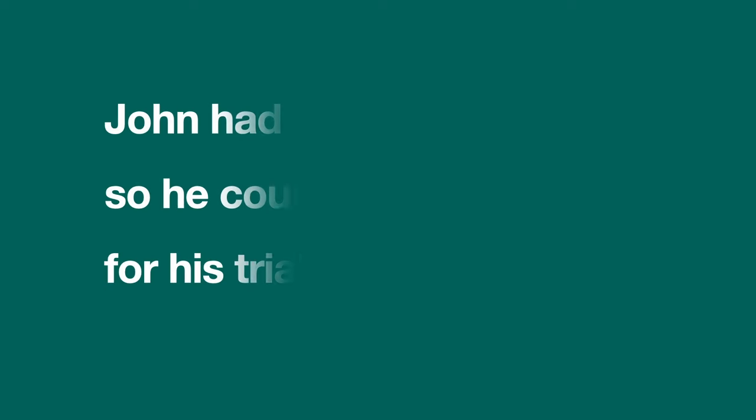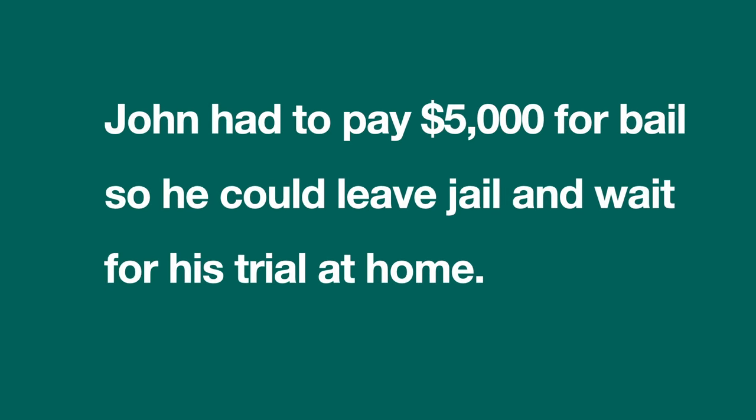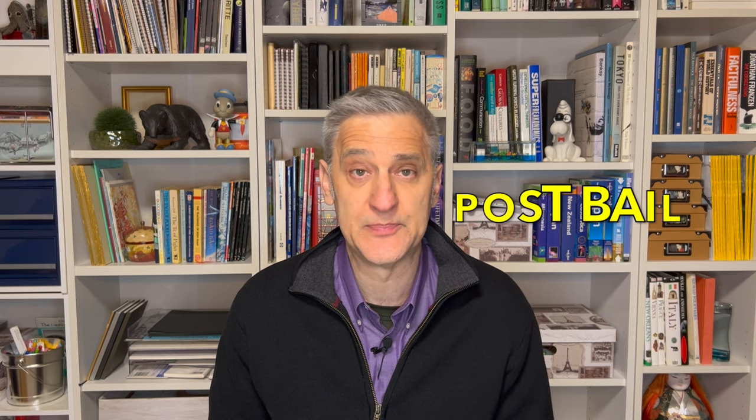Bail is the money that someone must pay in order to be released from jail while they wait for their trial. John had to pay $5,000 for bail so he could leave jail and wait for his trial at home. Another verb you will hear used with bail is post, to post bail. He needs to post bail. That means he needs to pay money to be released from jail, to post bail.